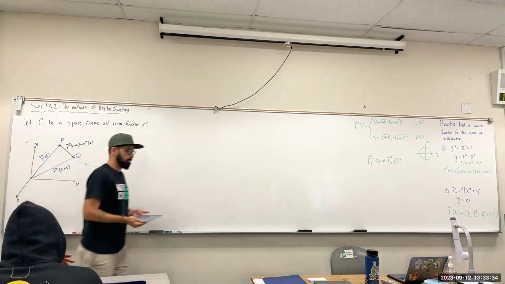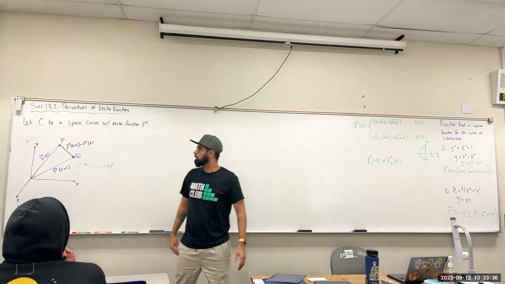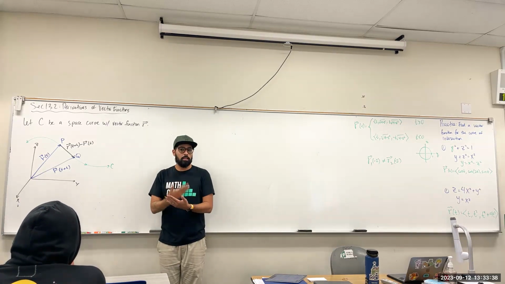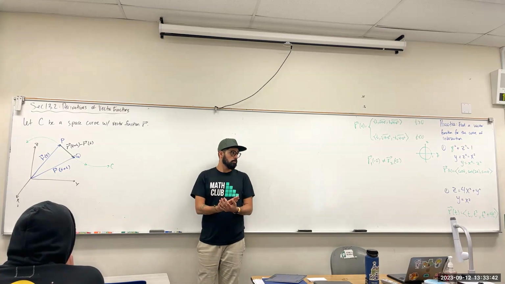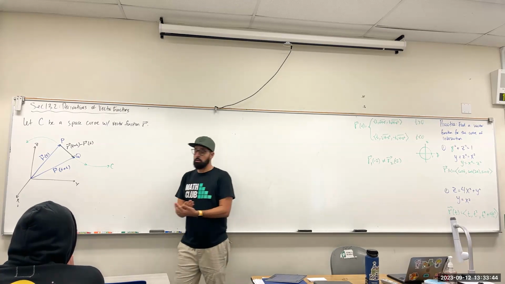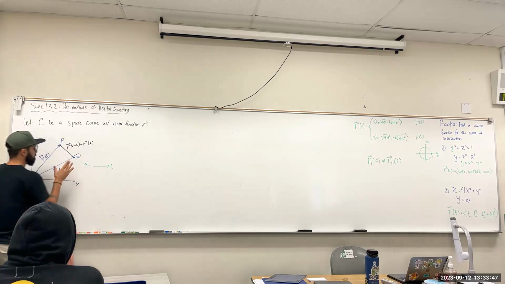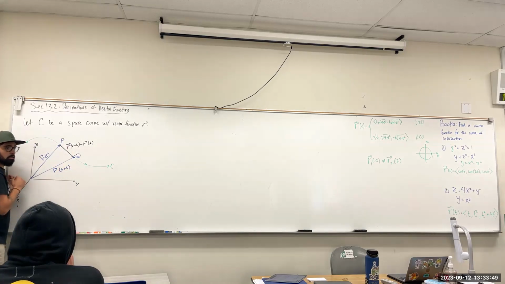And in calc, you took a limit. What was approaching 0? h was approaching 0. So what's going to happen to this picture if h is getting closer to 0?